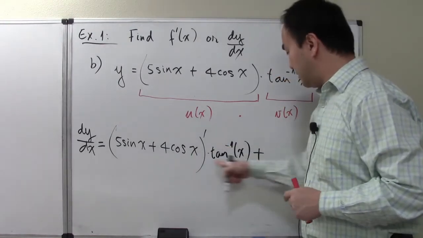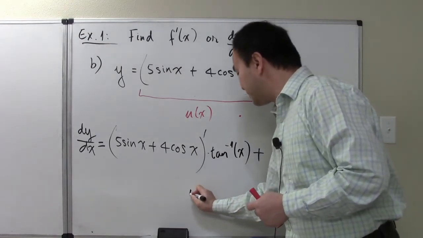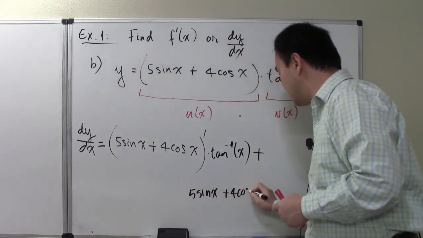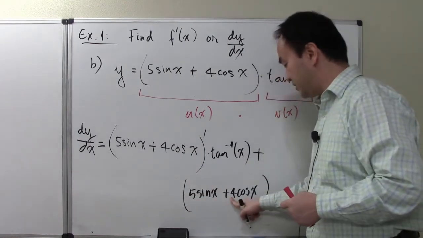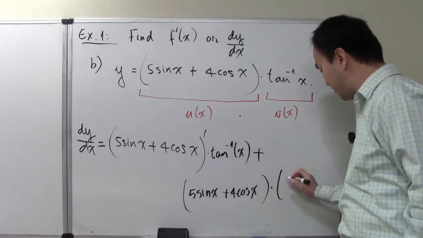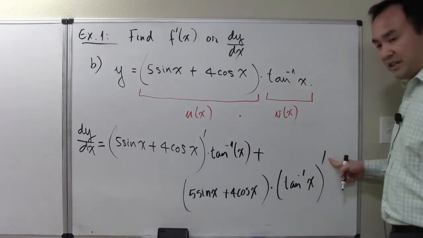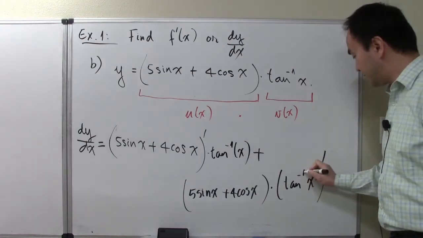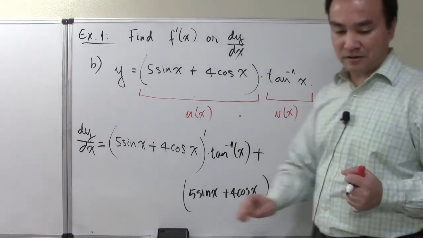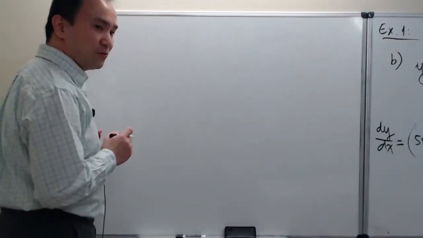The later part of our product rule says we need to add the product of 5 sine of x plus 4 cosine of x, this is u without prime, multiplied with the derivative. So v prime comes along right here. I need to now find the derivative of tangent inverse of x. So I'm taking the prime of tangent inverse. Okay, so that's the starting setup for us. Let me now navigate to the other board so that we can continue further into the problem.